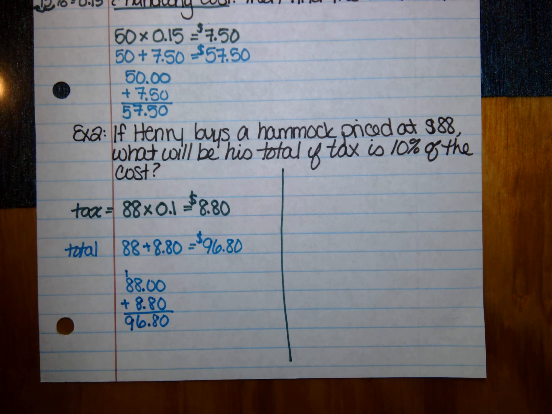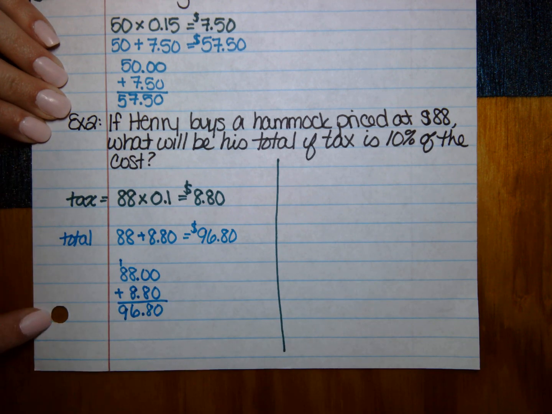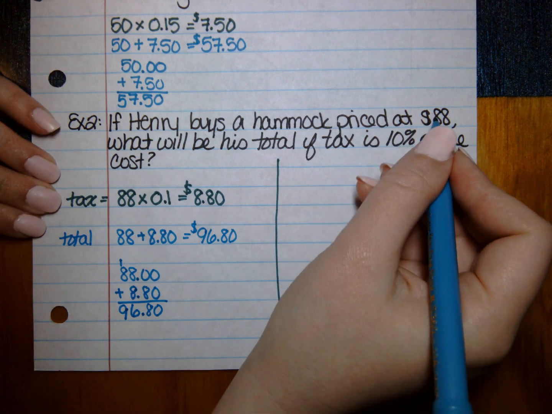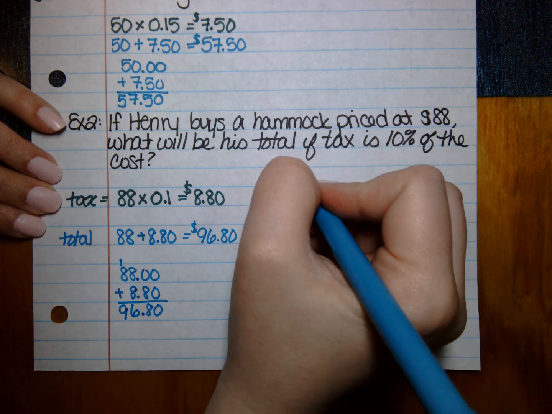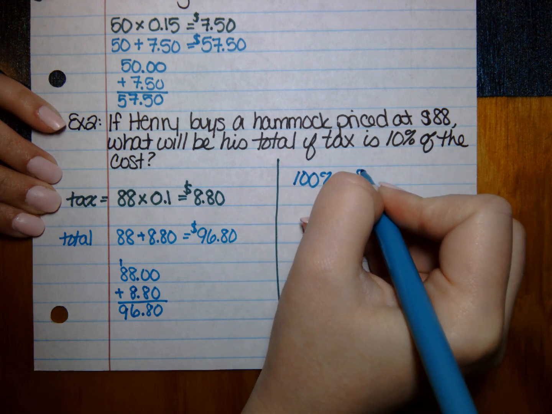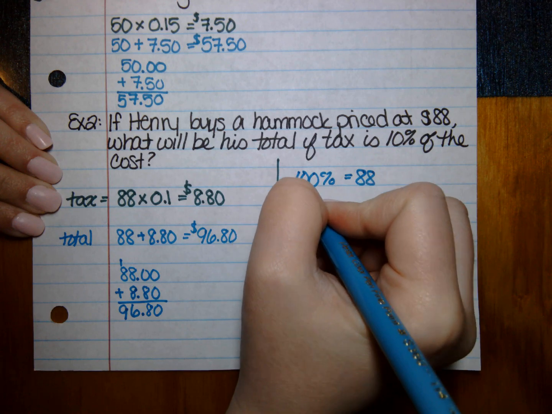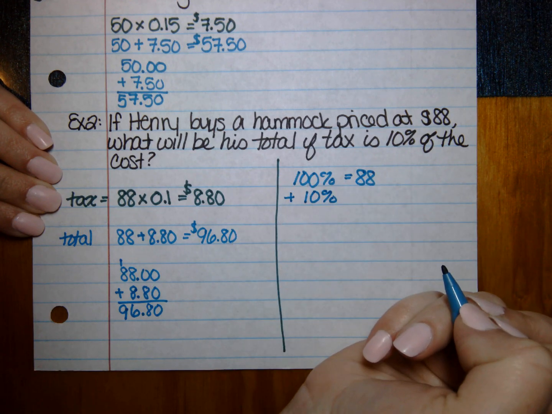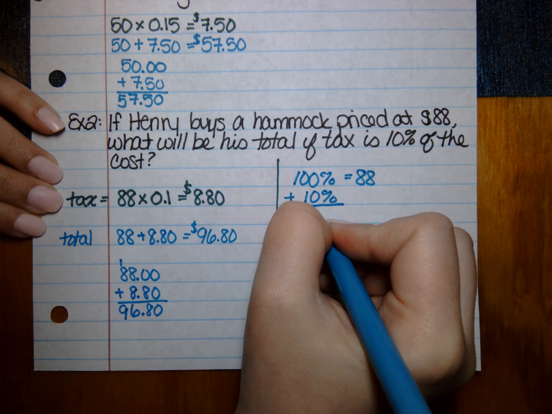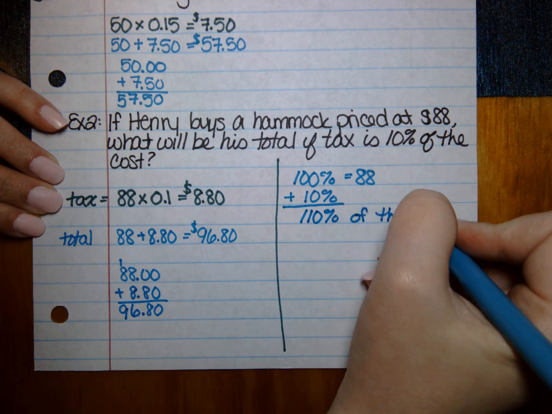Another way of doing it is a quicker method, but you need to understand why this works in order to be able to do this faster method. When we're doing this faster method, we know that we have to pay 100% of the cost, which is $88. I'm also going to add on 10%. So total, I'm paying 110% of the item.